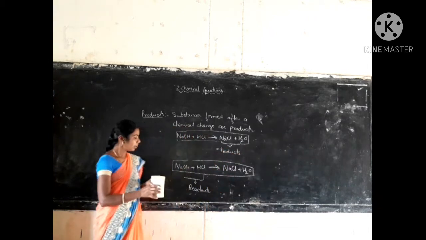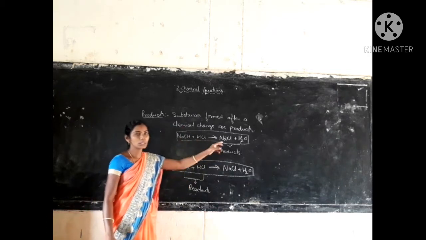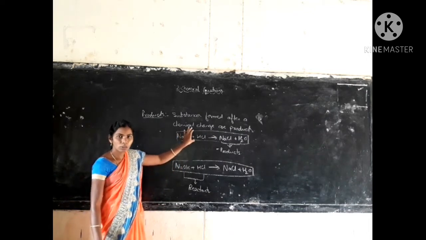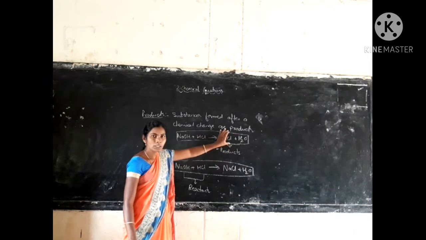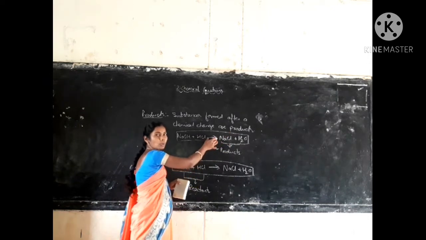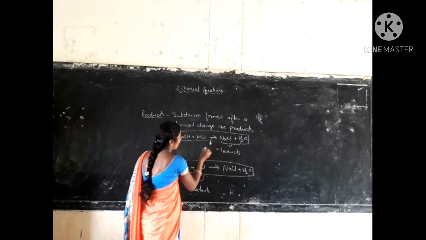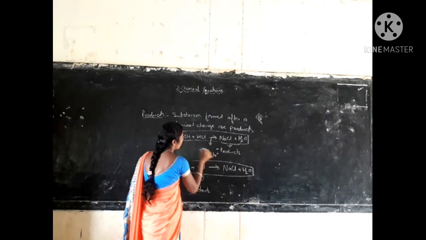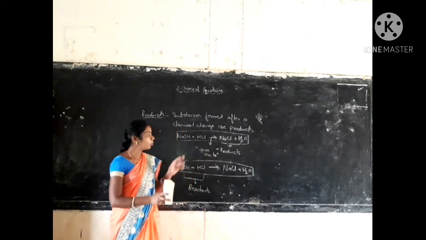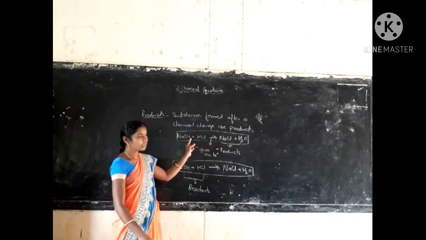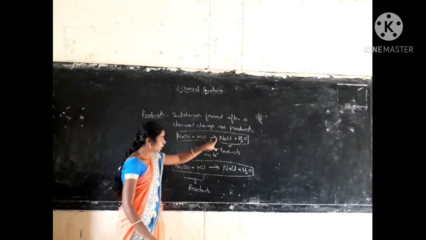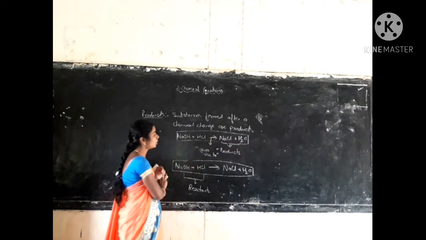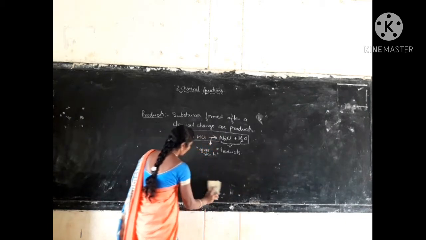So like this, when reactants and products are represented in this form, that is called a chemical equation. Reactants are always written on the left hand side, and products are always written on the right hand side of this arrow. This arrow is pronounced as "gives rise to". So how should we read this equation? NaOH plus HCl gives rise to NaCl plus H2O. This is the brief introduction about a chemical equation.